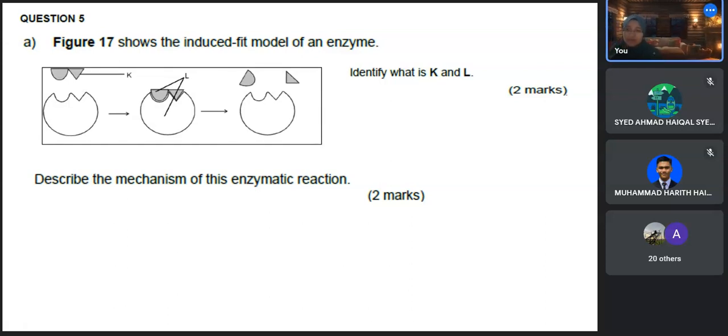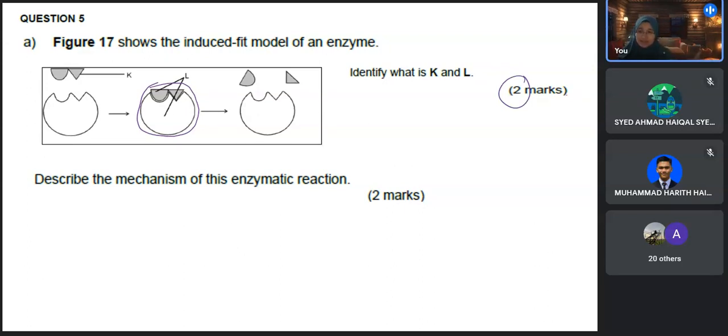Okay, figure 17. For question A, figure 17 shows the induced fit model of an enzyme. Identify K and L. So easy. K is the substrate. L is the substrate enzyme complex. The substrate binds to the active site, so you have the substrate enzyme complex. So that is the first question.